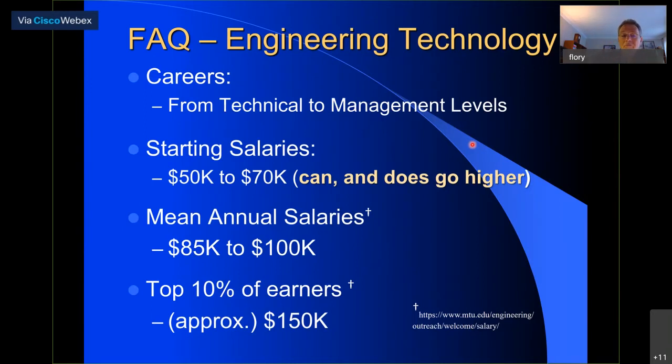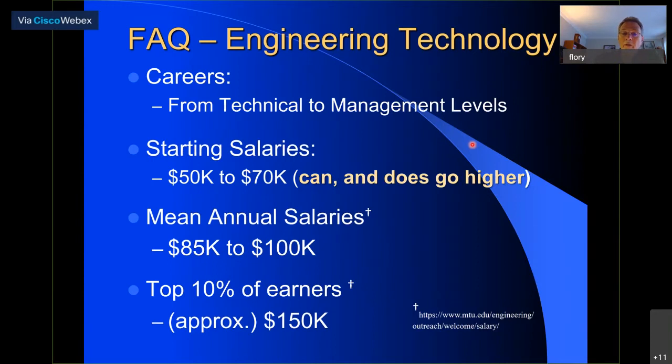Starting salaries, it's somewhat all over the place, but I think a good ballpark is in the 50K to 70K range. I know for a fact that a lot of our students do better than 70K coming right out of school. Just like any job, it all depends on right place, right time, right skill set.